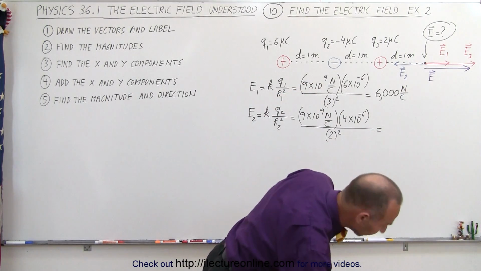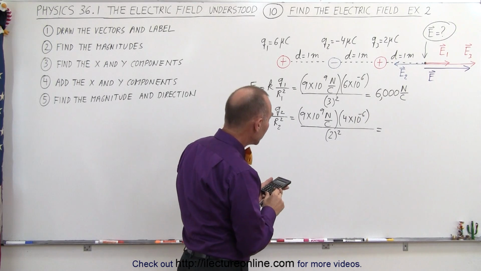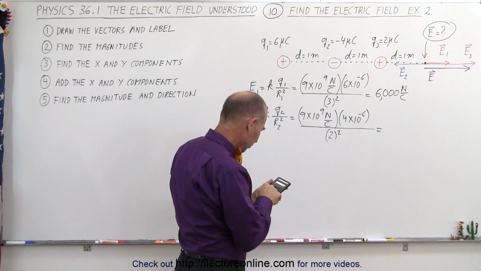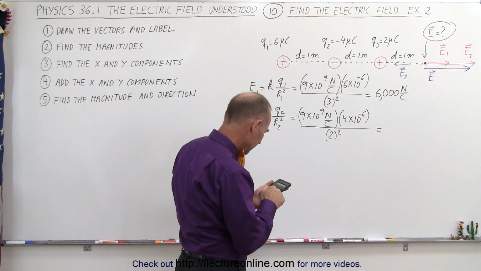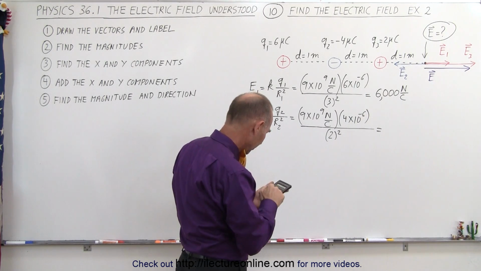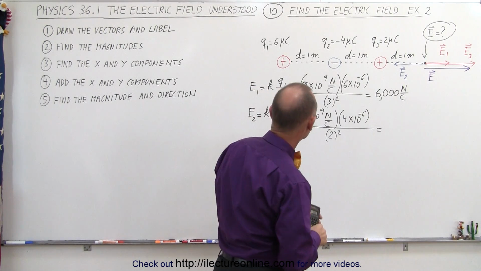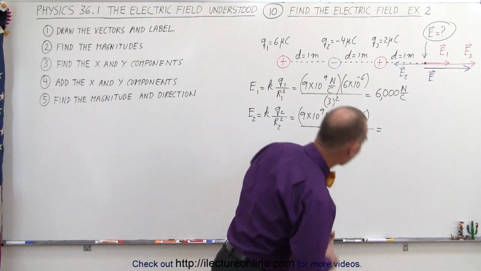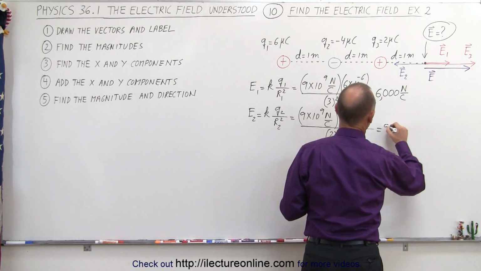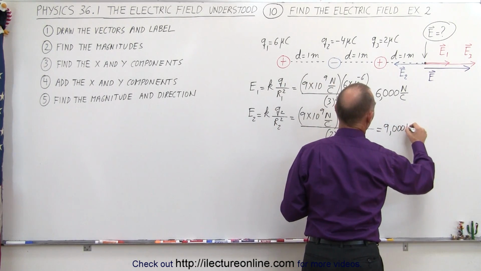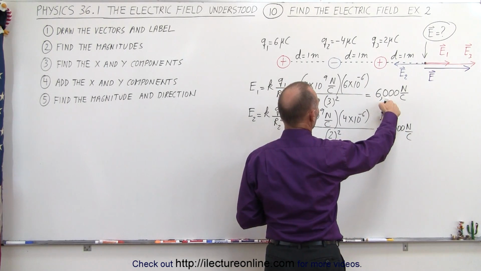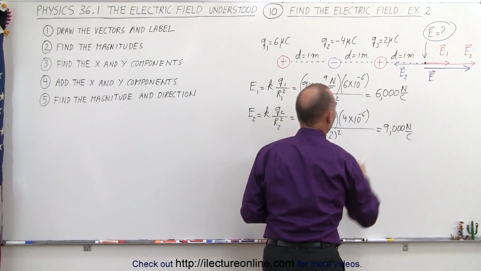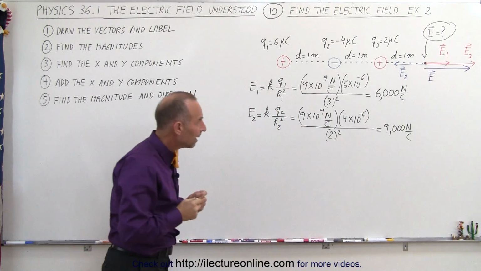Okay, so the result here, we divide by 6 times 4, and then times 9, divide by 4. And that gives us 9,000. That should give us 9,000 newtons per coulomb. Twice as much. That's 12 divided by 4, 3 times, yep. Okay. And now for the last one.